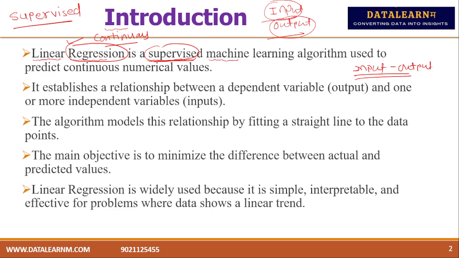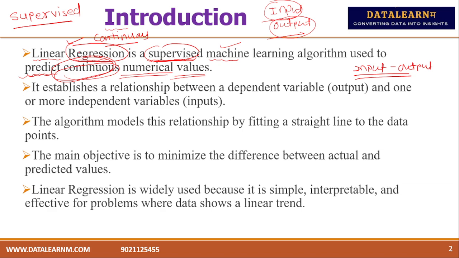Is it making sense? Yes. So linear regression is a supervised machine learning algorithm used to predict a continuous numerical value. Correct. It is not like diabetic, non-diabetic, spam, not spam. For this, we cannot use linear regression. Linear regression will be used in order to predict continuous numerical data. Is it okay? Yes, sir.